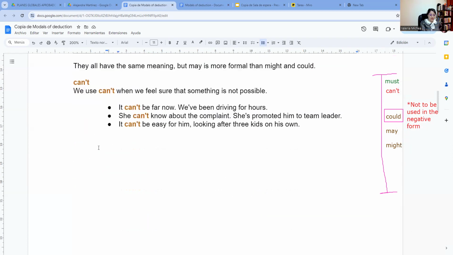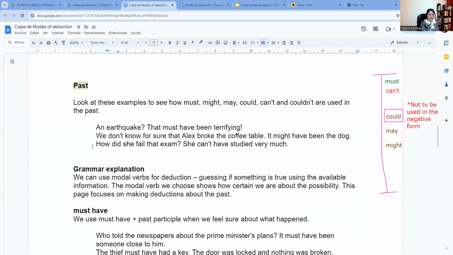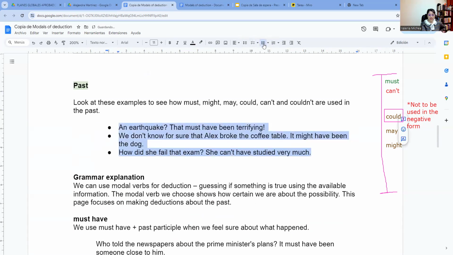So now we are ready to move on to the past. Let's see some examples. Let's do the same that we did last class. We have the following things. An earthquake: that must have been terrifying. That must have been terrifying. That's where we are using the modal verbs, as you can see. Then we have, we don't know for sure that Alex broke the coffee table. It might have been the dog.